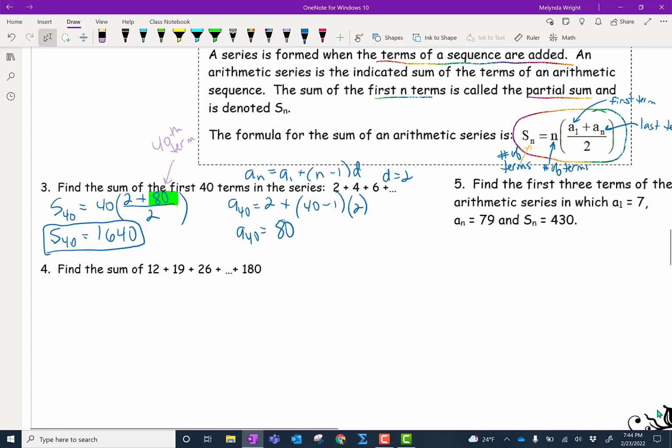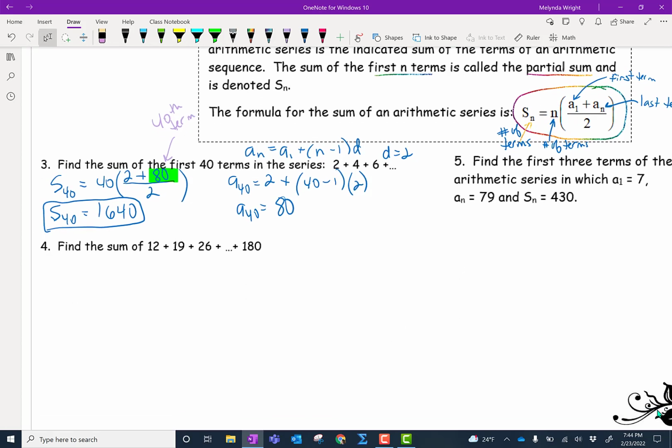Let's practice another one. So let's start writing our formula. Ooh, we don't know how many terms are here, do we? We have our first term and we have our last term, but we don't know how many terms. Well, let's again use our sequence formula. Let's just highlight this sequence formula. We're just going to use this one again.